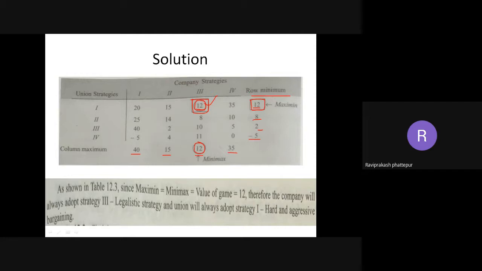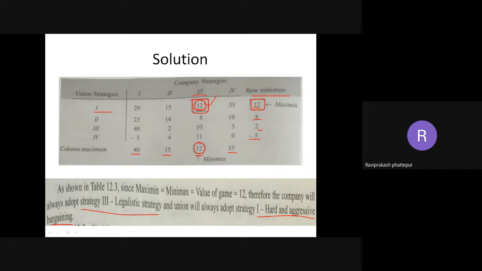So if you see what is happening here, the company takes strategy 3, and the union takes strategy 1. As shown in the table, since the maximin is equal to the minimax, the value of the game is 12. That is what we have seen. Therefore, the company will adopt strategy 3, that is the legalistic strategy, and the union will always adopt strategy 1, that is hard and aggressive bargaining. So this is correct, right?